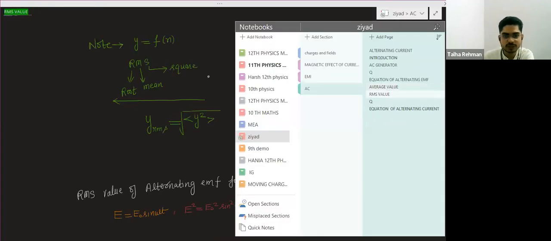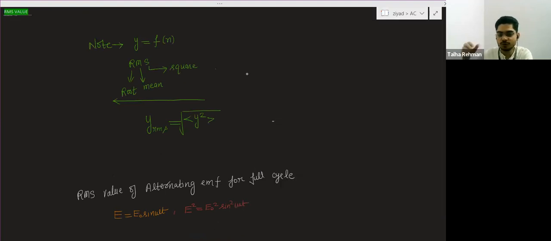Then there is one more concept, root mean square value, RMS value. Now see what this root mean square value is. Just a minute, this is not working, so I have to fix it.